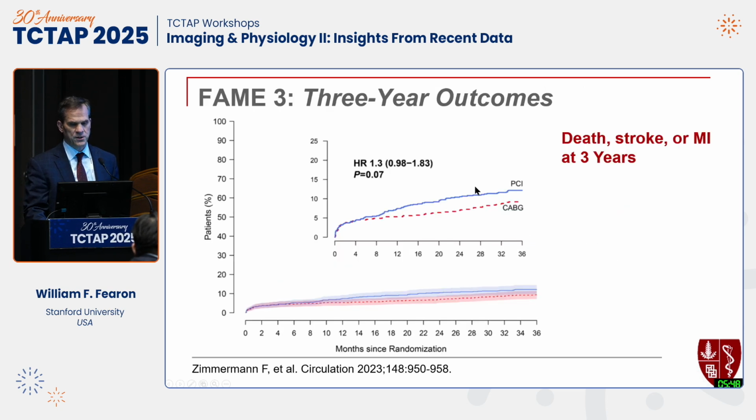Now, we followed patients out to 3 years, and we had a pre-specified key secondary endpoint that just focused on hard endpoints: death, stroke, or MI. You see there was no significant difference at 3 years, although there was a trend favoring CABG.